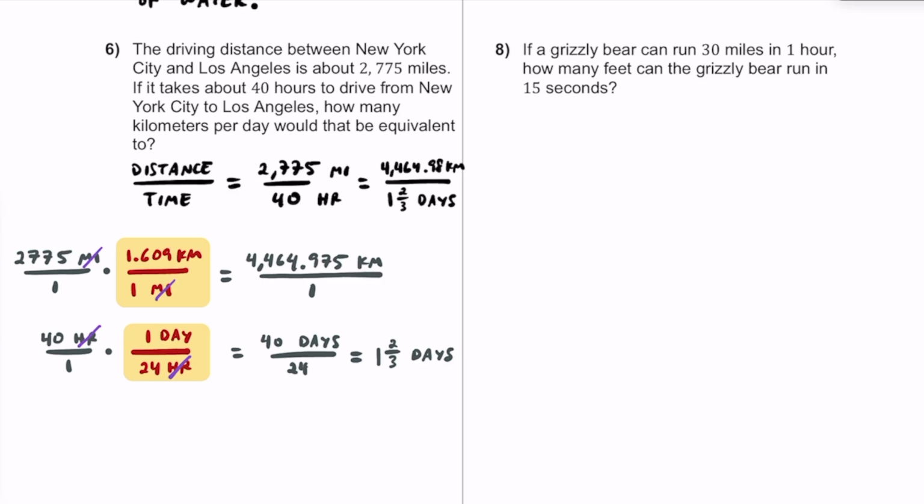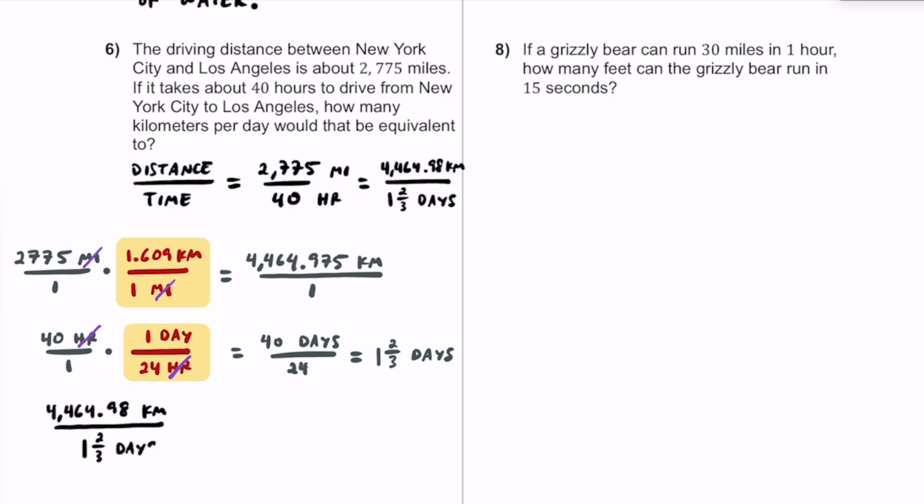Now the question does say to find this out as the number of kilometers per day, so that's per 1 day. So let's go ahead and rewrite our rate that we currently have. We have this 4,464.98 kilometers. That's per how many days? Well, that's per 1 2/3 days.